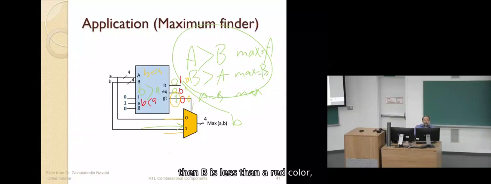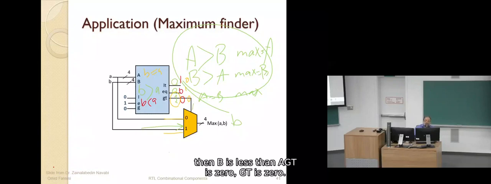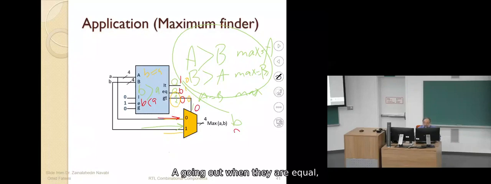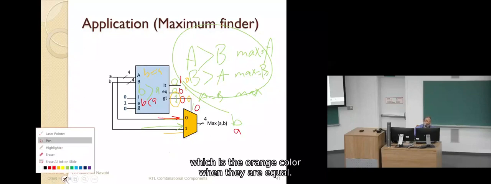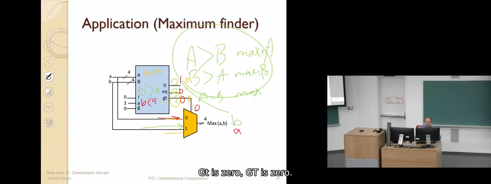When B is less than A, red color. When B is less than A, GT is 0, so the zero line is selected, A going out. And when they are equal, which is the orange color, still GT is 0. So when it is 0, the zero line is selected, again A goes out.